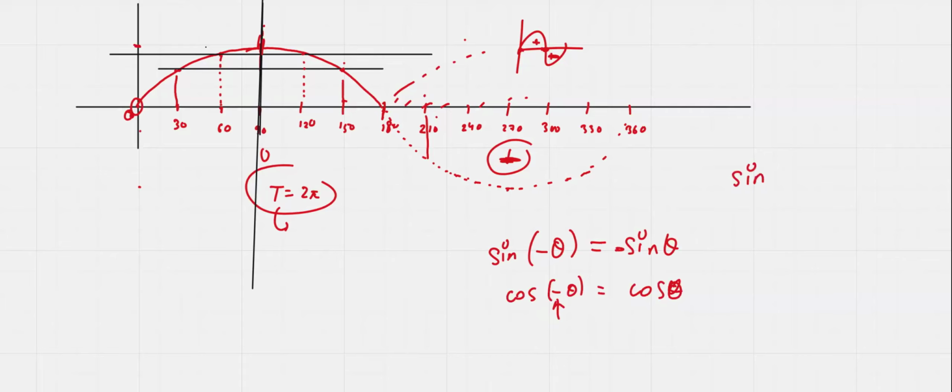Now let's say I'm asking, give me the value of sine of 270 degree. What will you do in that case? Very simple. Whatever the angle is given, subtract this angle from 180 degree. It doesn't matter if we get a minus sign. You will be getting minus 90.